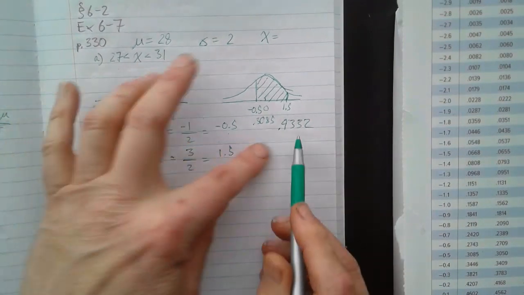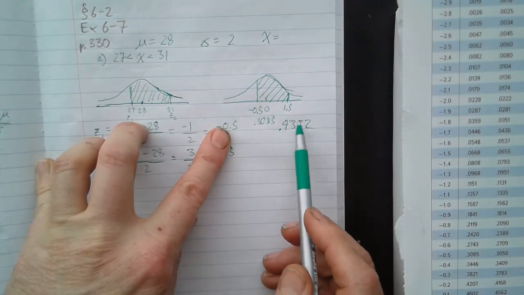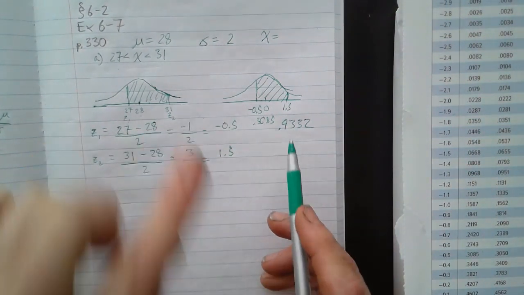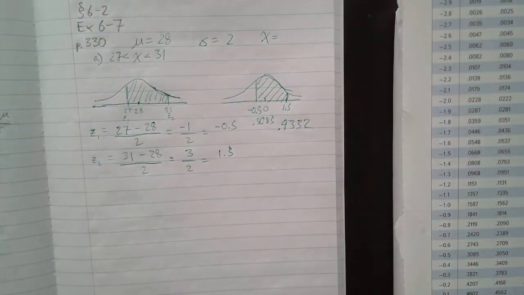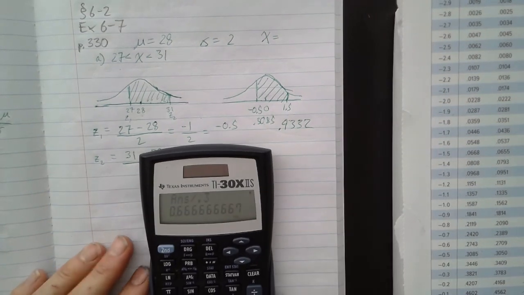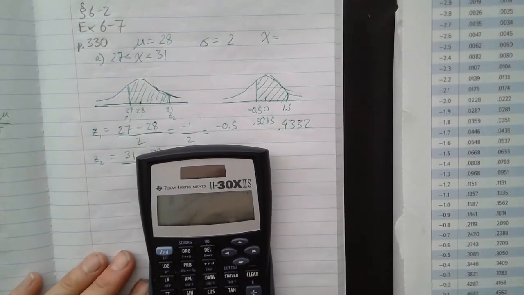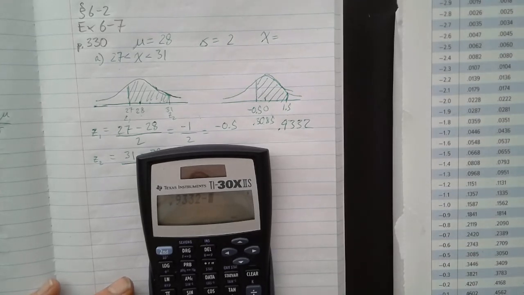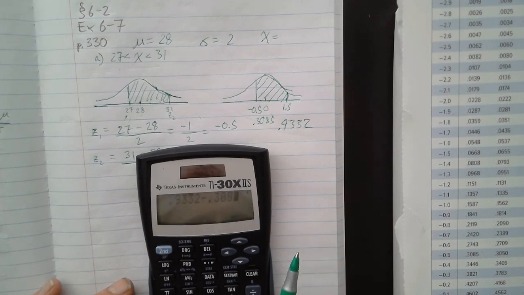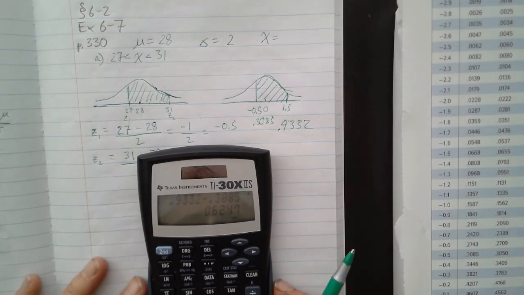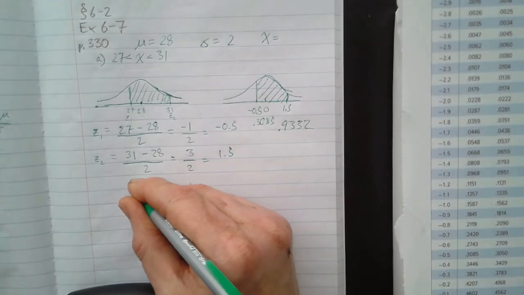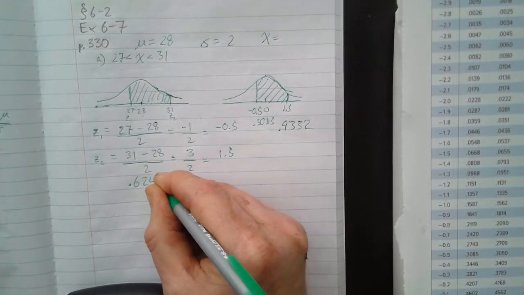0.3085. So to find the middle area, we're going to subtract this large left area minus this smaller left area, and that's all we're going to do. So let's wake up the old calculator. We'll go 0.9332 minus 0.3085, and that gives us 0.6247.